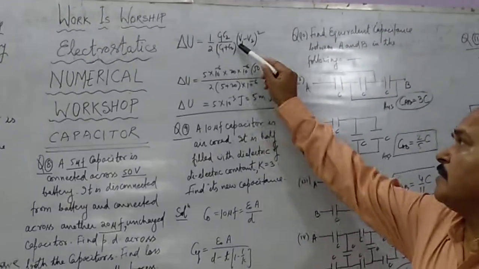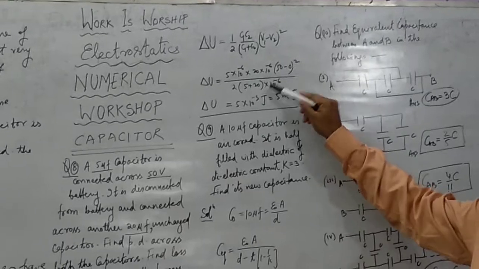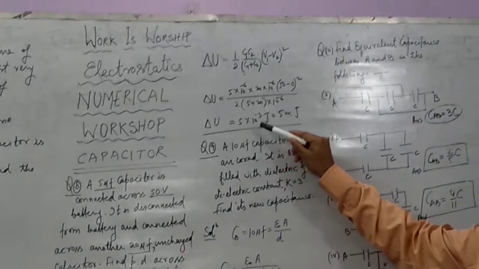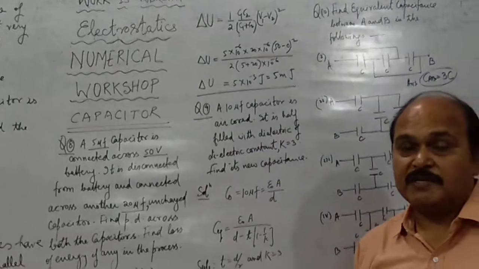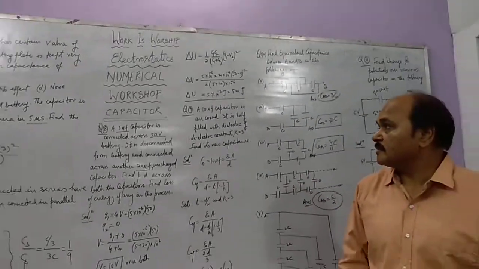Anyway, if we use the formula, substitute the values, solve, we get the value as 5 into 10 to the power minus 3 joule, that is 5 millijoule. This is the energy lost in the form of heat, light and sound waves.